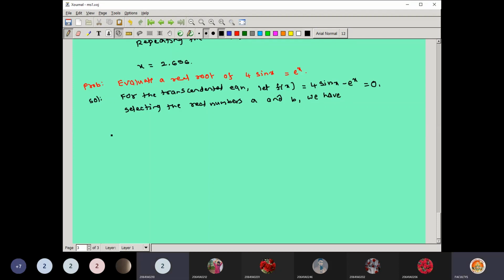So we have to substitute first x equal to 0. If x equal to 0, tell me what f of 0 is. 4 sin 0 minus e power 0. Sin 0 is anyhow 0, so you are getting minus 1, that is less than 0. Go for the next value, x equal to 1. f of 1 is 4 sin of 1 minus e power 1.